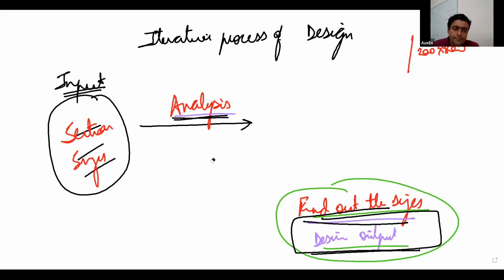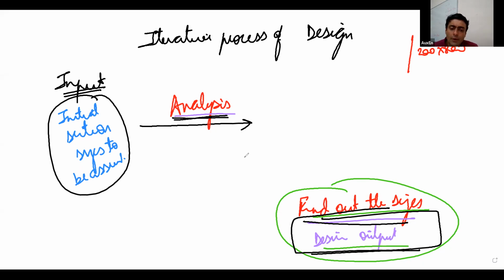Do you understand? Hello. So initial section sizes are to be assumed. How do we assume it? On what factors, on what parameters will you assume it? Do I have to assume, let's say, ISMB 600, or do I assume ISMB 100? How do we assume it?